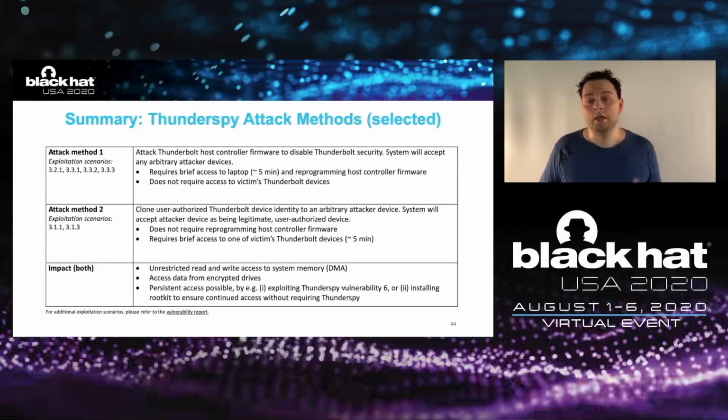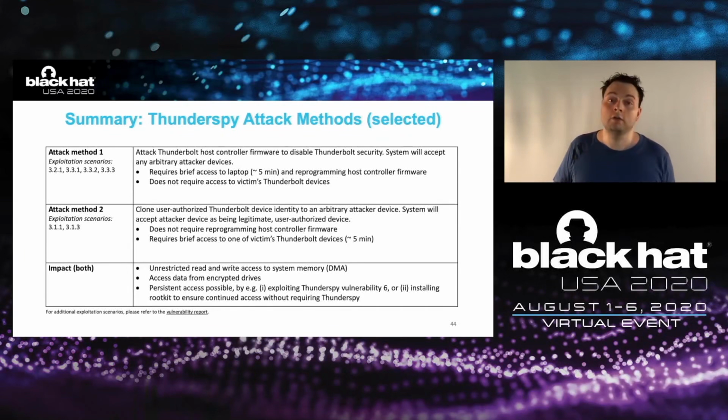So the impact for both is really much the same. You get unrestricted read and write memory access. You can access data from encrypted drives. And to enable persistent access, you can exploit vulnerability 6, or you can install a rootkit to remove the dependency on Thunderspy altogether.